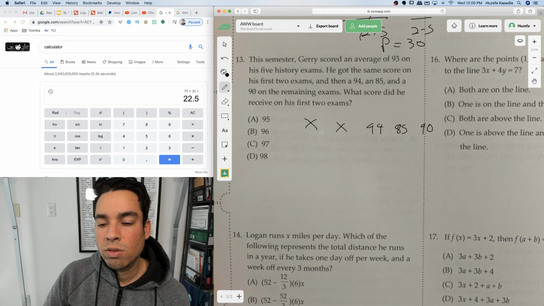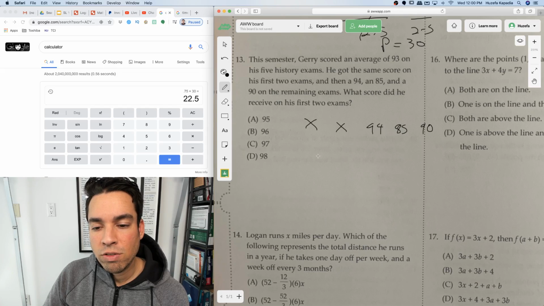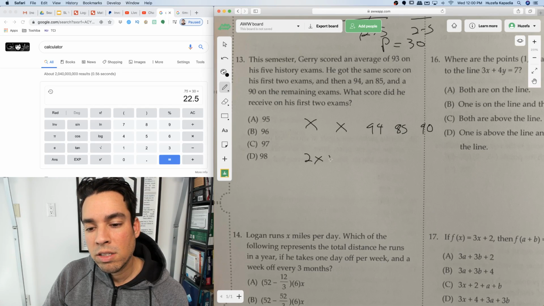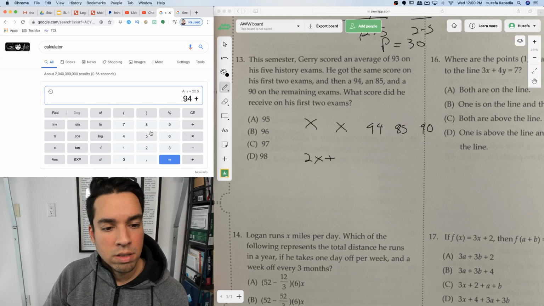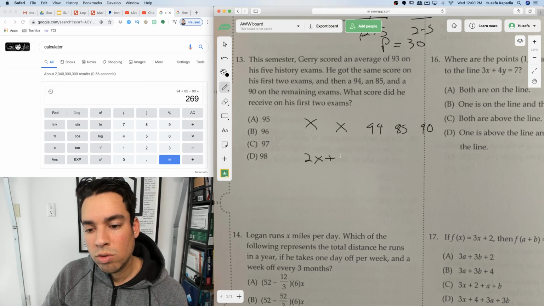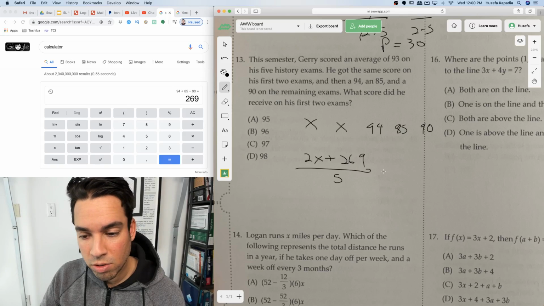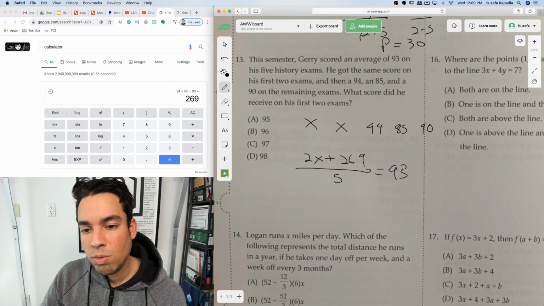Okay, and we can make an equation from this. They say the average is 93, right? So 2x plus these 3 added together: 94 plus 85 plus 90 equals 269, over 5, right? That's how we take the average. We divide by the number of tests that there are, equals 93, and now we solve.